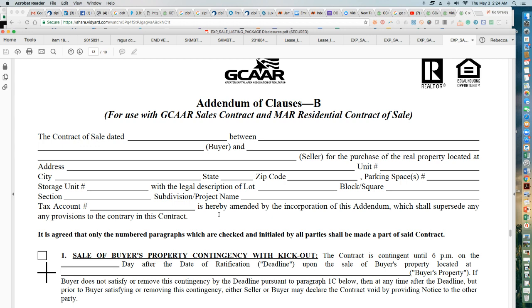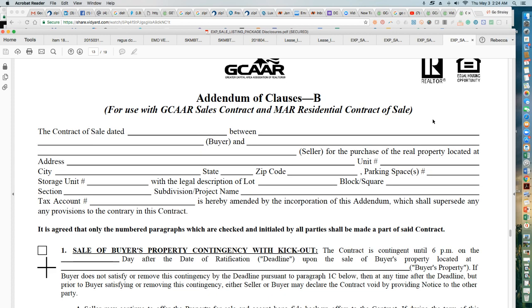We're going to talk about CAAR forms and purchasing a property or selling a property in the DC marketplace. Sometimes we have contingencies, and it's very nice that we have forms that have been researched by the realtor associations, and of course, we always offer equal housing opportunity.